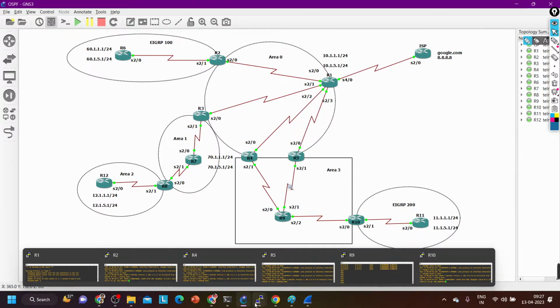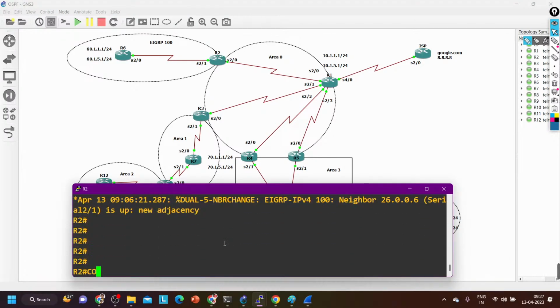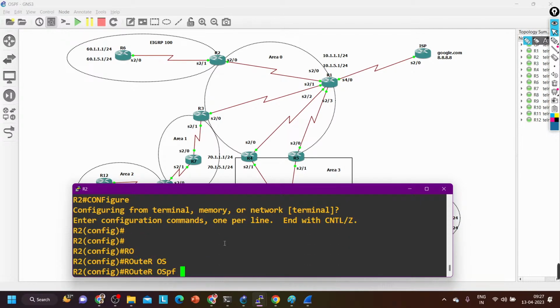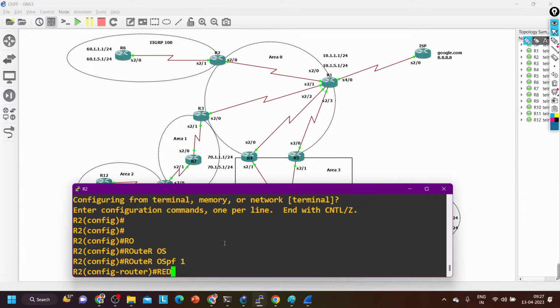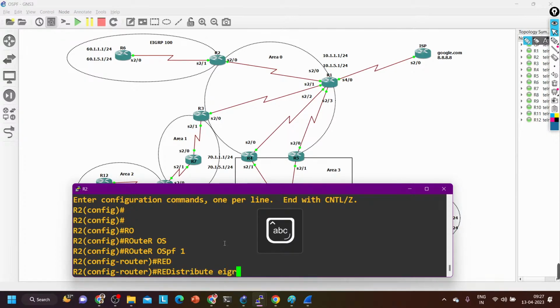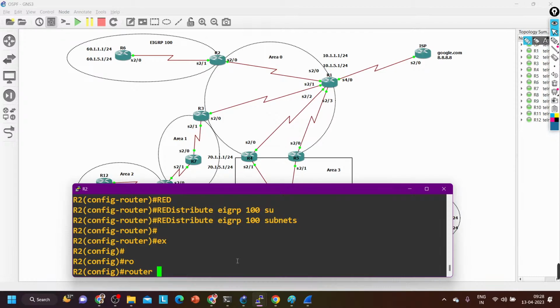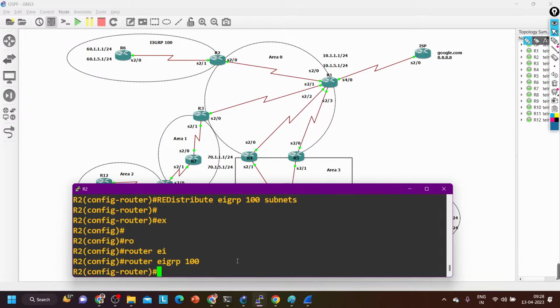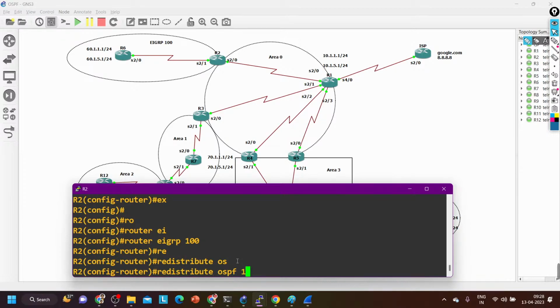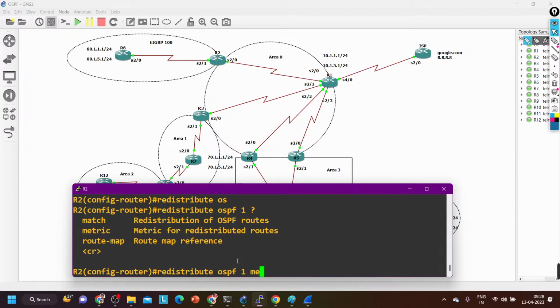Now I am going to perform redistribution on router number 10 and router number 2. So let me start from router number 2. Config t, router ospf 1, redistribute eigrp AS number 100 and subnets. So by default it will redistribute prefixes with which type of metric, guys? Type 1 or type 2? Type 2. Yes or no? And in the same way, on router EIGRP 100, redistribute OSPF process number 1 and then metric.